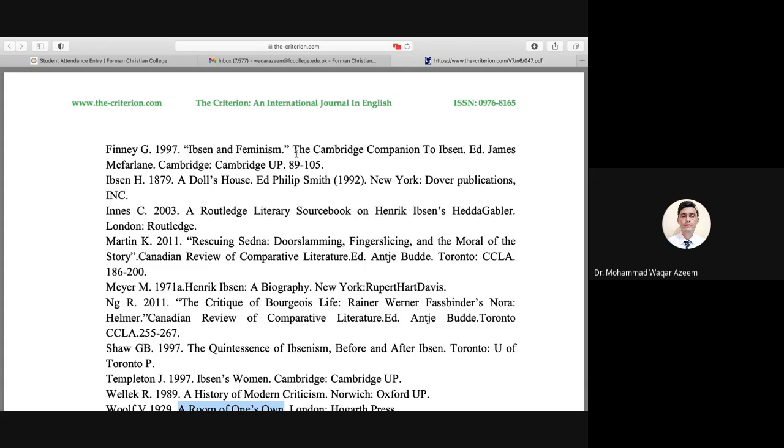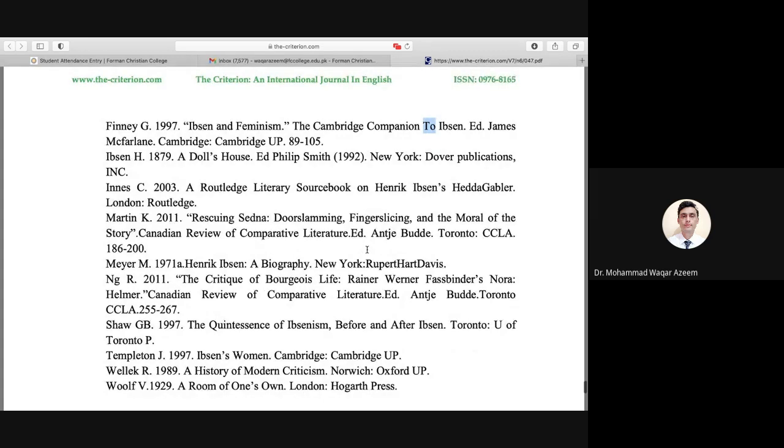The titles of the articles are written in inverted commas, but titles of the works have been written without any indication. Neither are they in italics nor in inverted commas. If the title of an article is in inverted commas, the titles of the books, the Cambridge Companion to Ibsen, for example, should be in italics. In other words, there are editing issues over here.